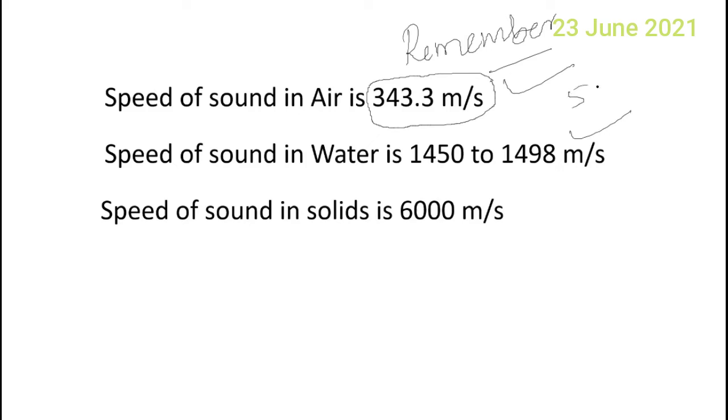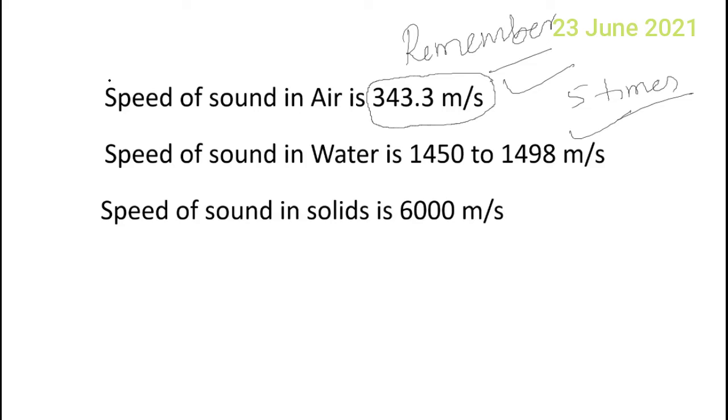Almost 5 times the sound in air. Again, it depends on the nature of water. The speed of sound in solid is around 6000 meters per second. It is much more than in water as well as in air.